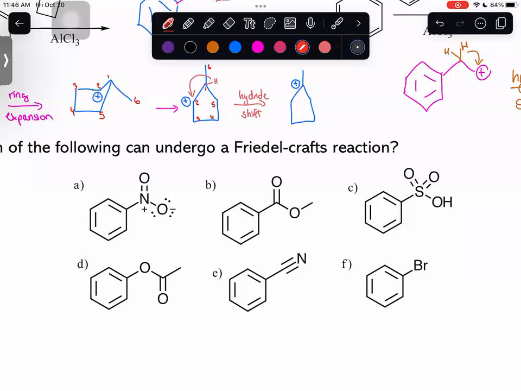Wait, no, that's the intermediate. Apologies. Wait, but can't we just? Oh no, because the whole point is that you need the carbocation on the other ring, so you can't skip that stuff. Okay. Well, let's see.